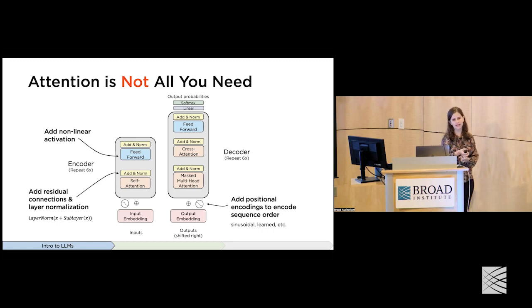There are residual connections and layer normalization. And if you've noticed, the self-attention doesn't have any notion of position in a sequence, so the ordering of words. So you also need to add positional encodings to be able to encode the sequence order. These started out being defined in advance, but now those position encodings are often learned during the training process.